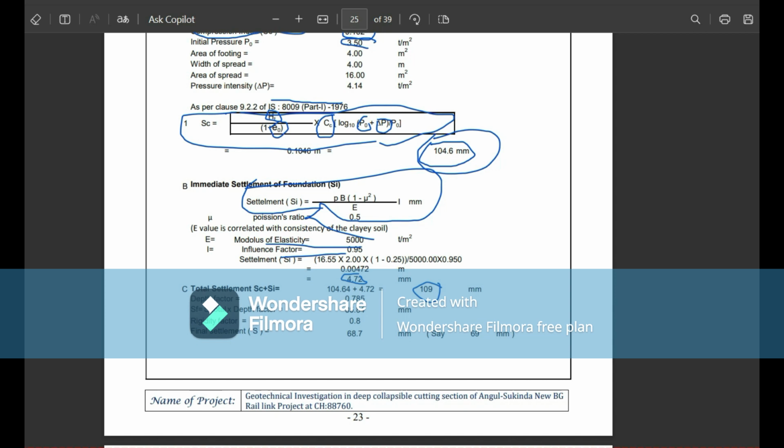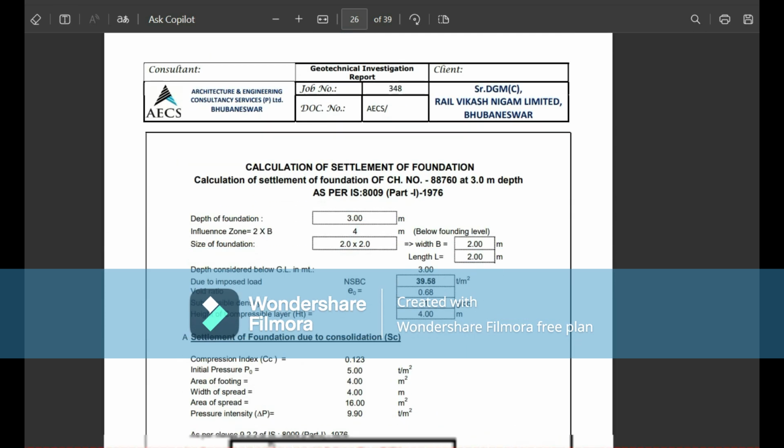So for the reduced depth, the depth factor will have to be applied, and for the rigid foundation, the rigidity factor also needs to be applied. Finally, the perfect factor is multiplied with this total settlement, and the final settlement is 68.7 mm. We take 68.7 mm here.